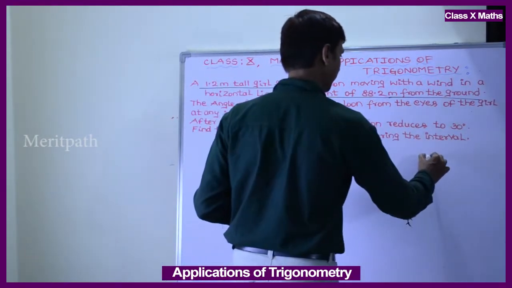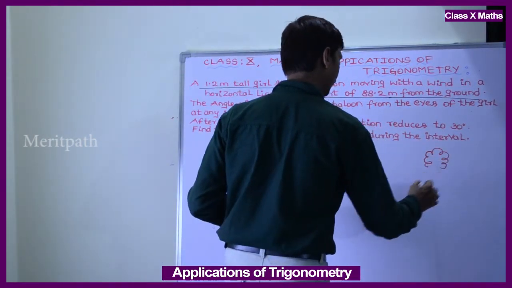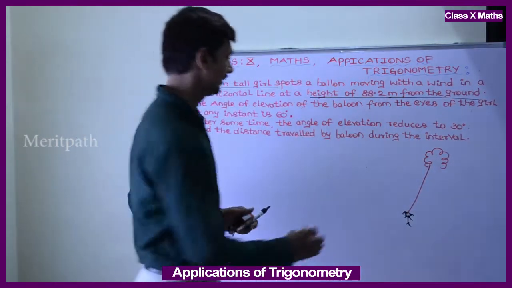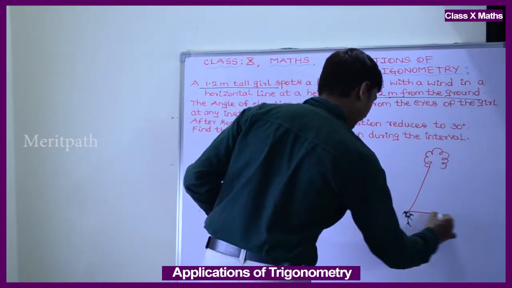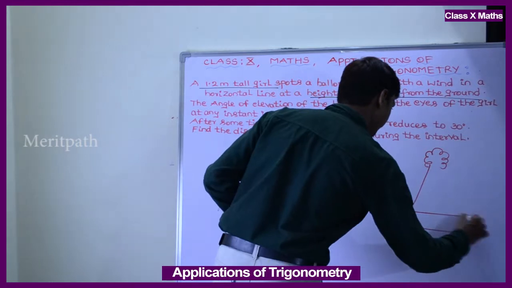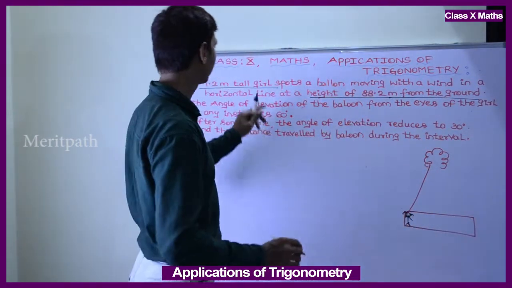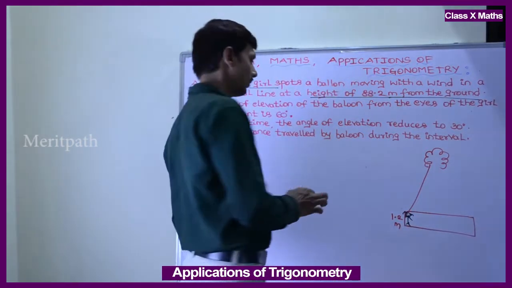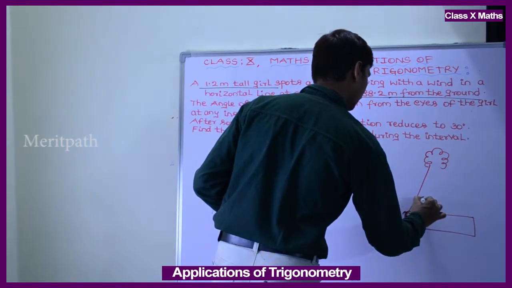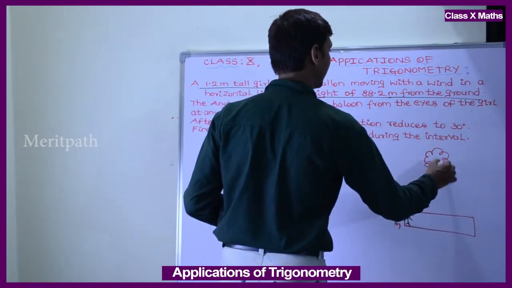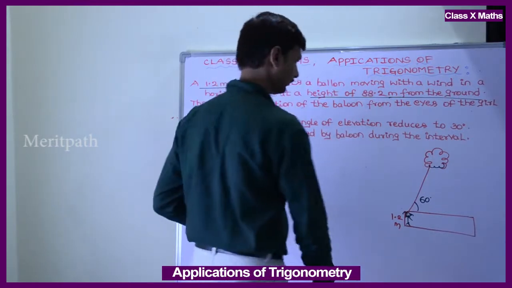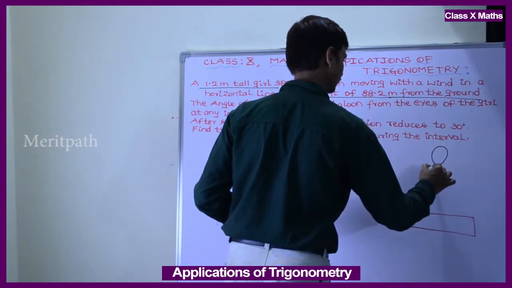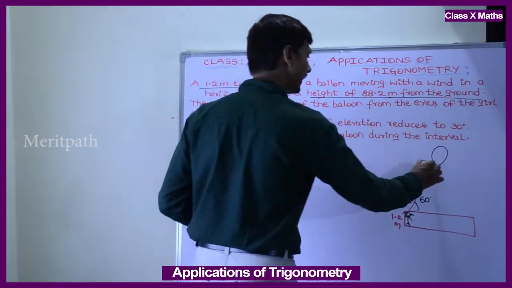which is making a 60 degrees angle. The height of the girl, we know, is 1.2 meters. The balloon is making a 60 degrees angle. This is the balloon.